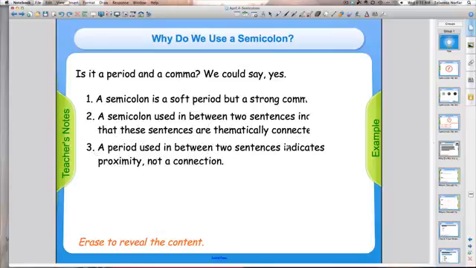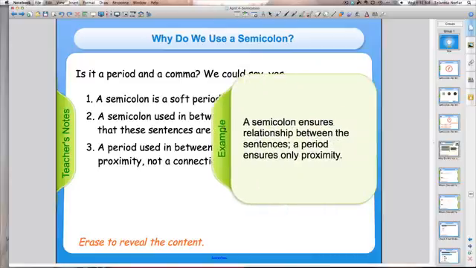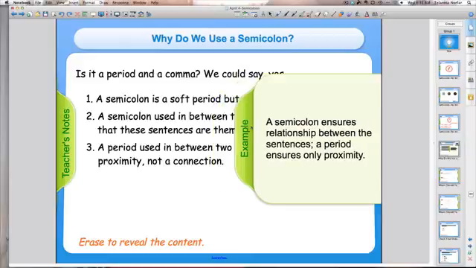A semicolon is a soft period but a strong comma. A semicolon used in between two sentences indicates that these sentences are thematically connected. A period used in between two sentences indicates proximity, not a connection. Let's look at this example. A semicolon ensures relationship between the sentences. See, semicolon. A period ensures only proximity.